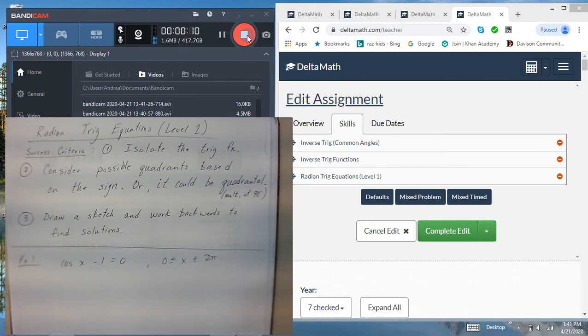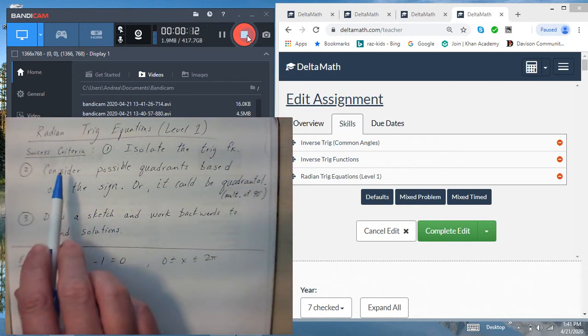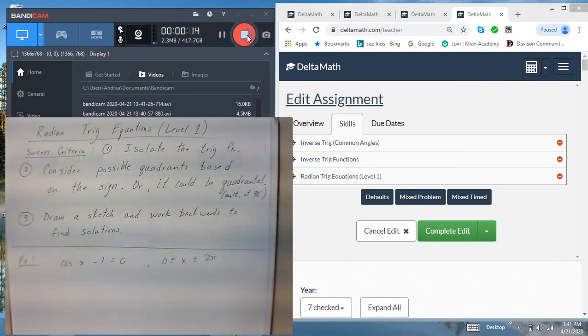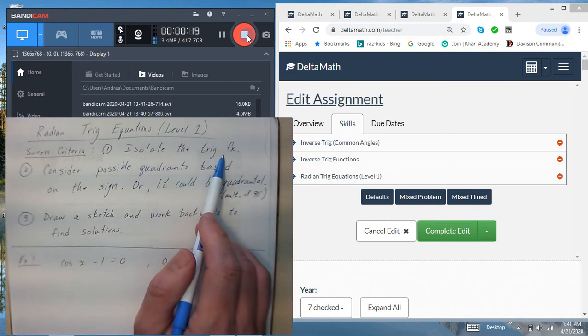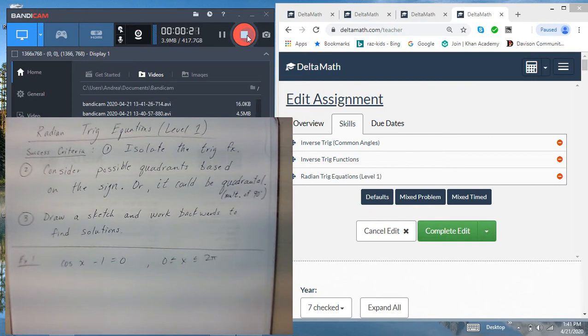Okay, so here's some of the steps or success criteria that you can refer back to when solving these. We first want to isolate the trig function. Now remember, these are the problems that you're going to see second half of the week, radian trig equations right here. All right, so solving these, we're going to isolate the trig function.